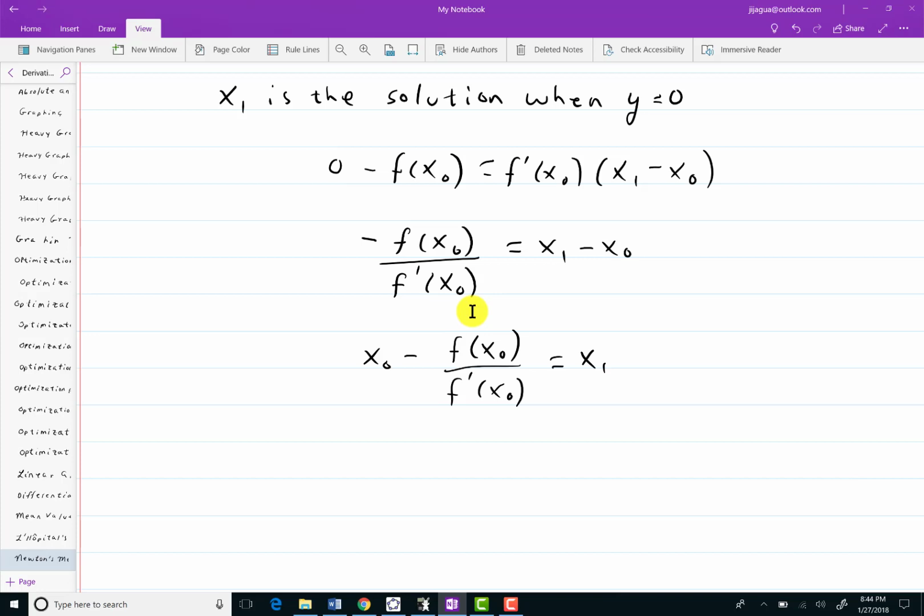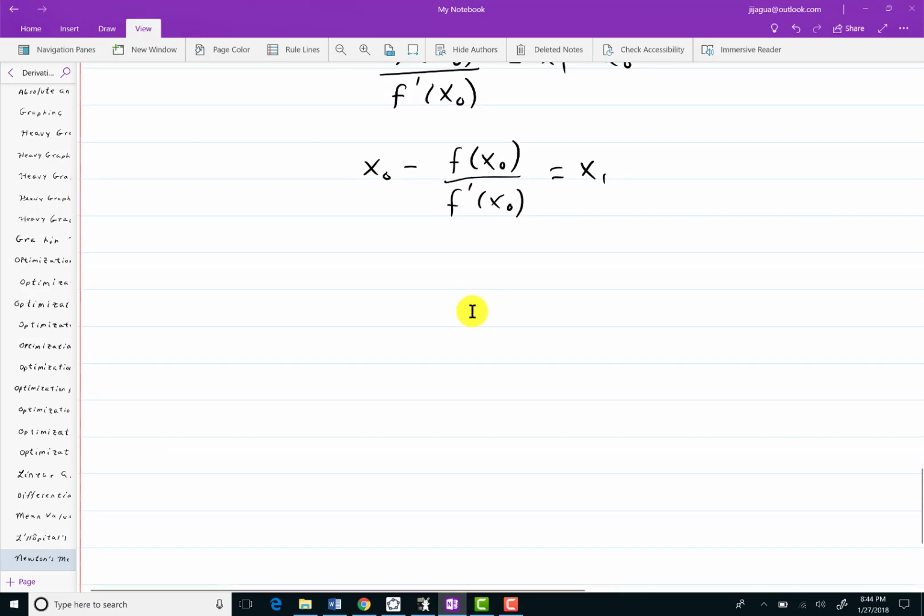And basically, this is the way it works. Once you get your x1, you're going to take it and plug it into this side and get an x2. In general, the formula looks like this. It's a recursive formula. That means I'll get my next value based on the previous value. So this is Newton's method.